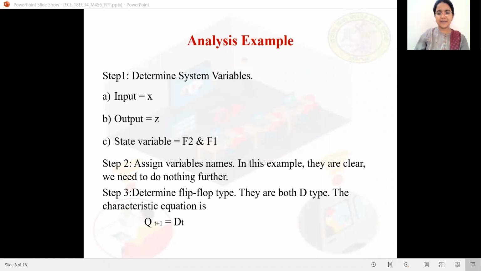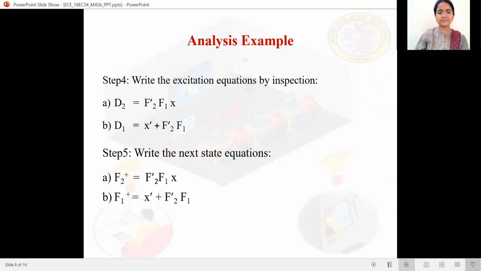The next step is to write the excitation equations by inspection. By seeing the diagram, we can come to know the excitation equations. They are the inputs to the flip-flop, which excite the flip-flop to give us the next state.